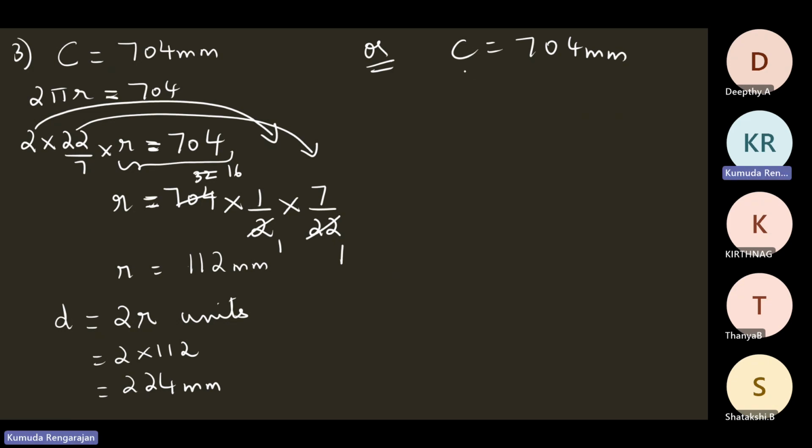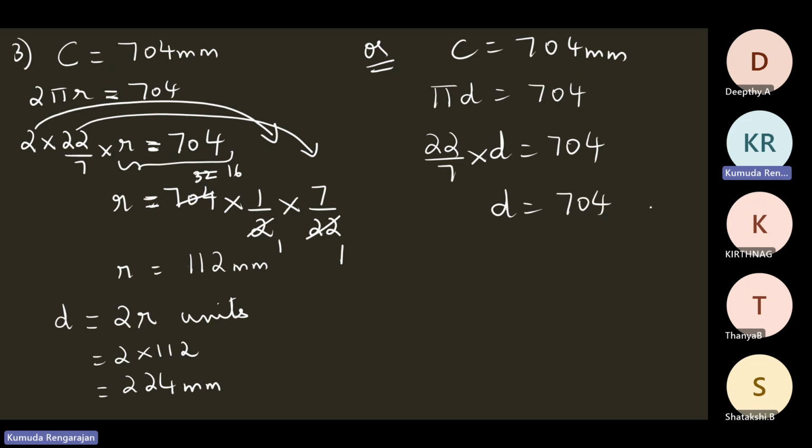You can also work like this. C is equal to 704 millimeters. Pi d is equal to 704. So pi is 22 by 7 into d, which we do not know, is equal to 704. So d is equal to 704 times 7 by 22, since 22 by 7 becomes 7 by 22 on the other side. 22 ones are 22, we cancelled there. 32 times we cancelled. Okay, so 32 into 7, 224 millimeters. Multiply 32 and 7, you'll get 224 millimeters.